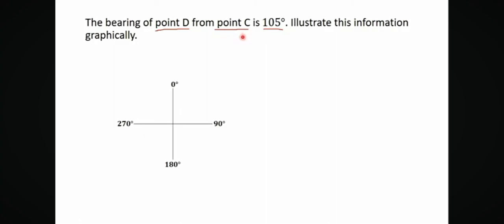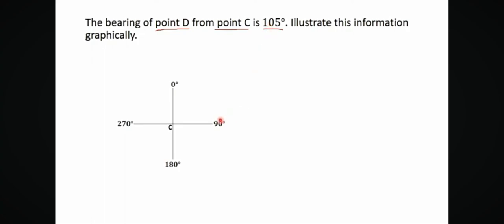Our starting point is point C. So we are going to call this point here point C. We measure the angle. The angle is 105 degrees. In the previous video, we learned how to draw 105 degrees on this diagram. The first thing you need to do is to locate where 105 degrees will fall. 105 degrees is between 90 degrees and 180 degrees, so it means that it will fall in this area or this quadrant.